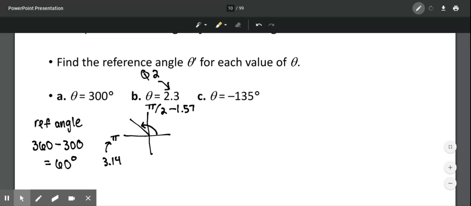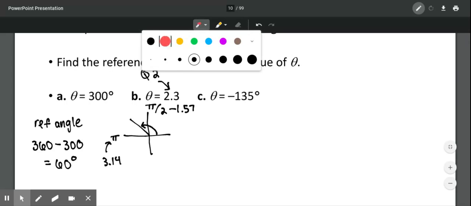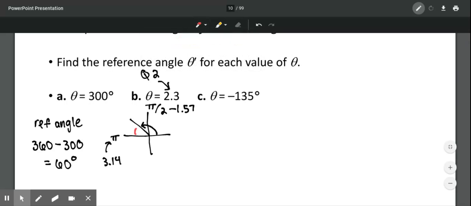So to find our reference angle, which is this angle right here, we're going to do pi minus 2.3. And so if we do pi minus 2.3, we get 0.842. So our reference angle here is 0.842.